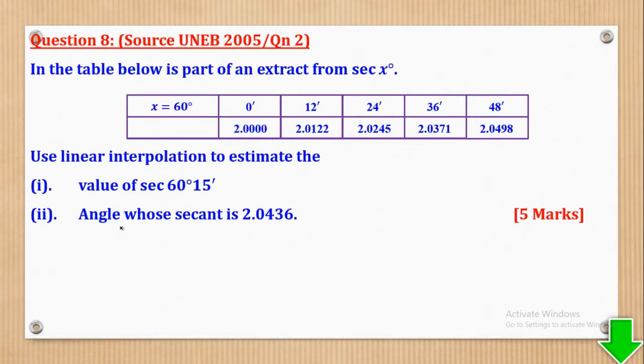Then Roman 2, they wanted the angle whose secant is 2.0436. Now 2.0436 is between this and that. Therefore, we are going to extract out these two values, and in between them we shall add a column whose secant is that 2.0436.